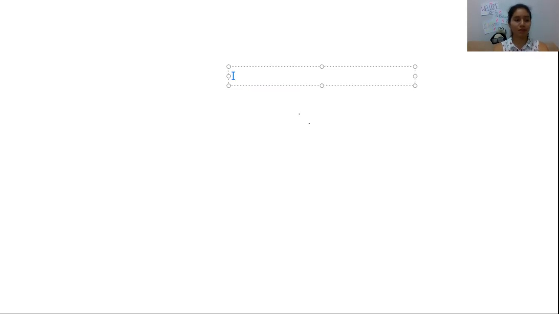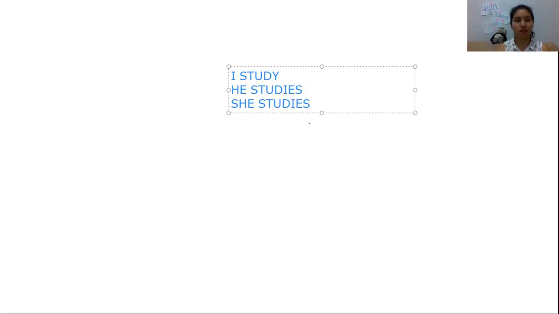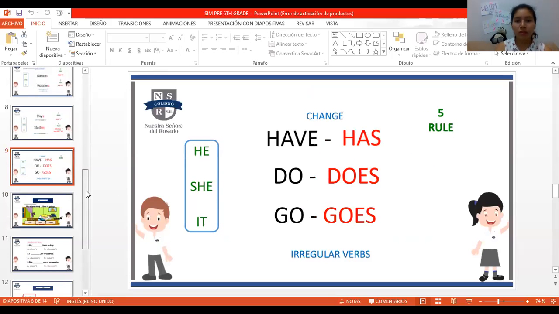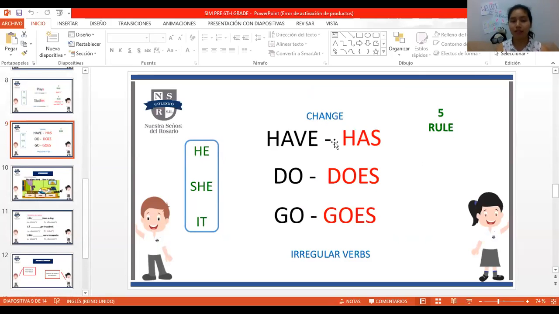For example, if I study, I study my book. Or he studies. Okay, she studies also, the same for both: he, she, and it. And here there are some irregular verbs like have, has, do, does, go, and goes.